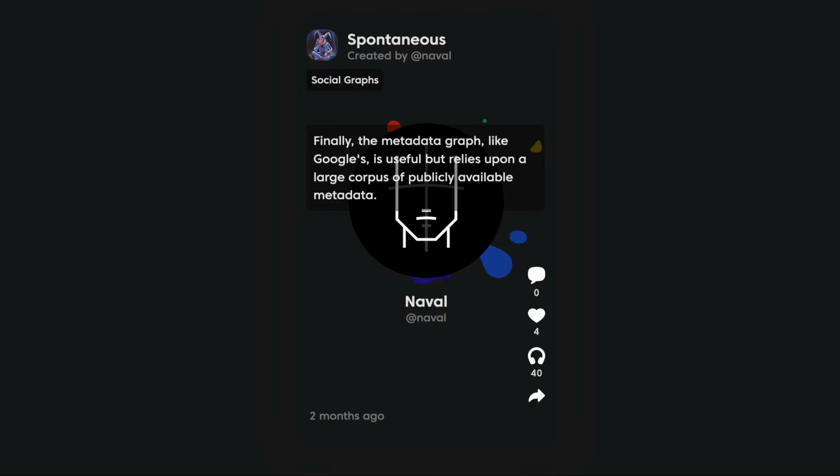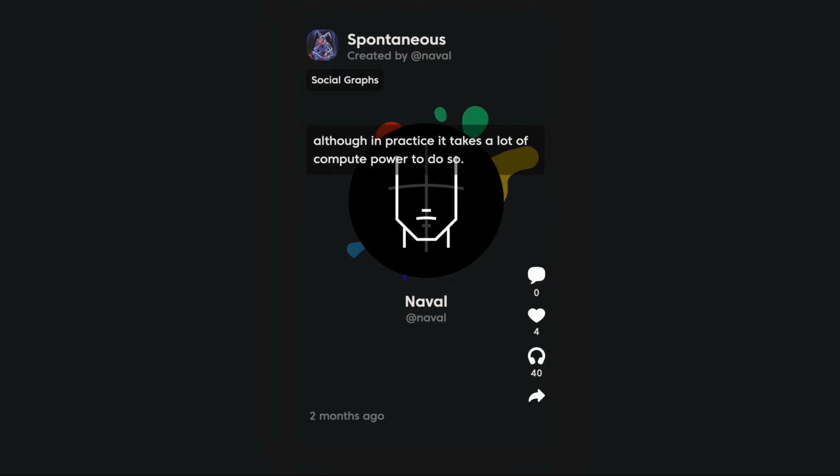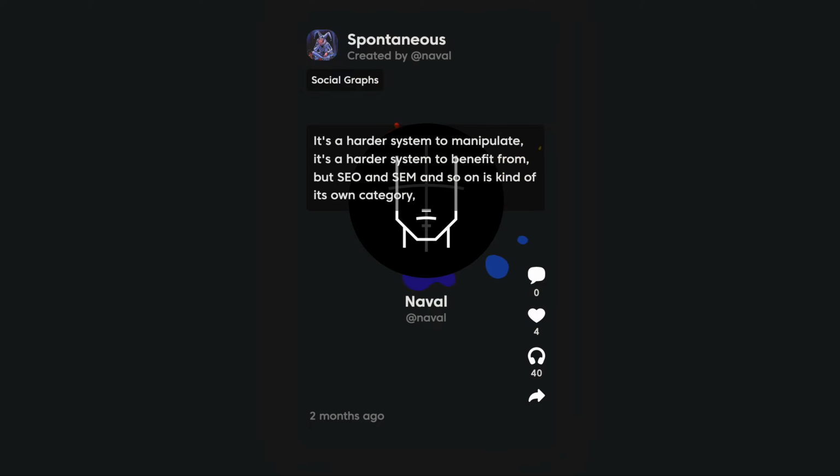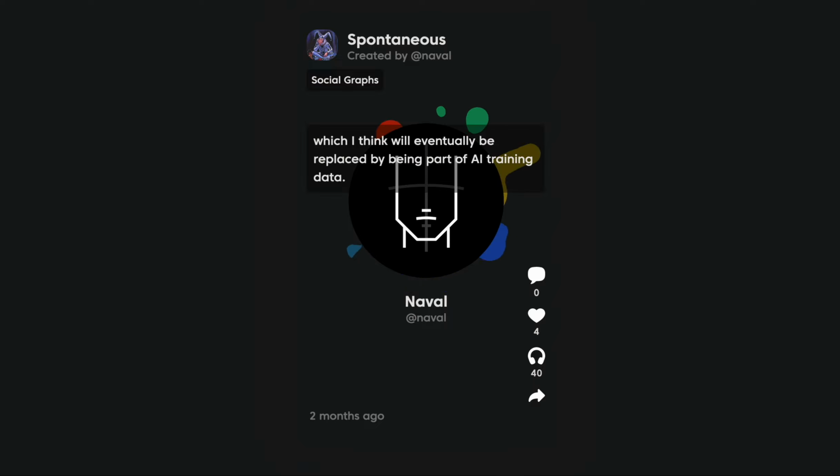Finally, the metadata graph, like Google's, is useful but relies upon a large corpus of publicly available metadata. You can find that in blockchains, you can find that on the web, and it's relatively open, so in theory, anybody can compete, although in practice, it takes a lot of compute power to do so. It's a harder system to manipulate, it's a harder system to benefit from, but SEO and SEM and so on is kind of its own category, which I think will eventually be replaced by being part of AI training data. That's going to be where the action is going to move to.